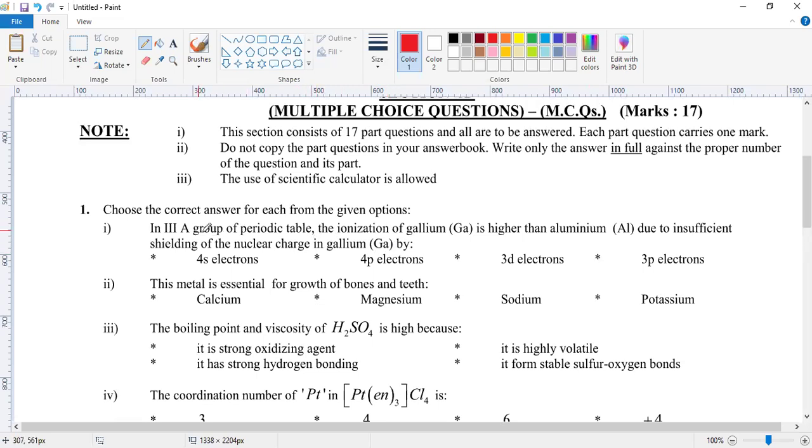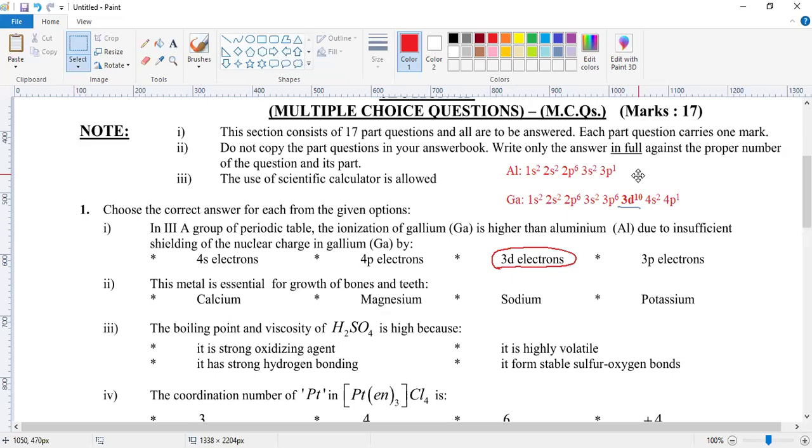In this question they are asking about the 3A group of the periodic table. The ionization energy of gallium is higher than aluminum due to insufficient shielding of the nuclear charge in gallium by 4s electrons, 4p electrons, 3d electrons, or 3p electrons. So the correct answer is 3d electrons. Why?